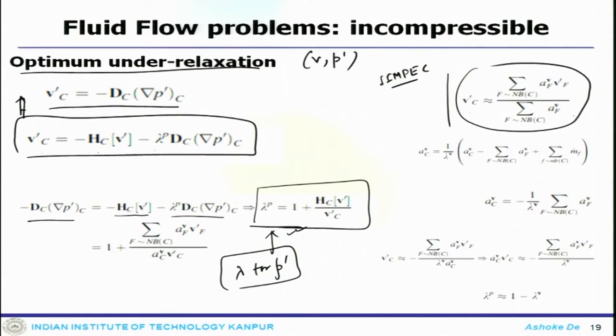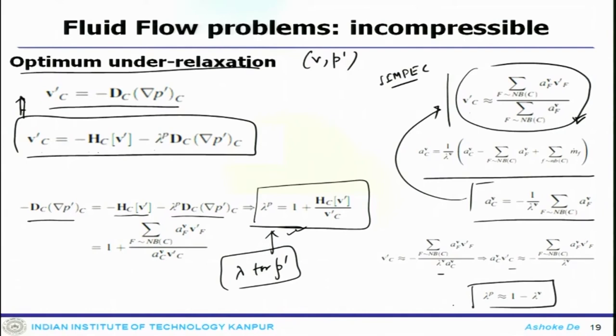So, if you go back to your expression for the SIMPLEC or SIMPLE algorithm, you will find this expression, and then the coefficients can be written in this fashion, invoking the under-relaxation factor. If you simplify that, you will get this, and the role of under-relaxation would be limited to this. Now, if you substitute this equation in the velocity corrections approximation here, you get V_c prime equals A_b by lambda, from where you get lambda_p equals 1 minus lambda_b. So, what people have seen is that the SIMPLE algorithm with its under-relaxation factor satisfying this equation behaves similar to the SIMPLEC algorithm. That is an optimum lambda calculation for the SIMPLE algorithm, which can behave like the SIMPLEC algorithm.